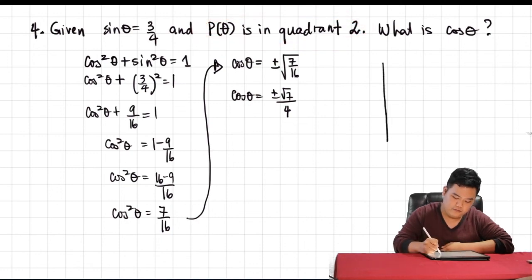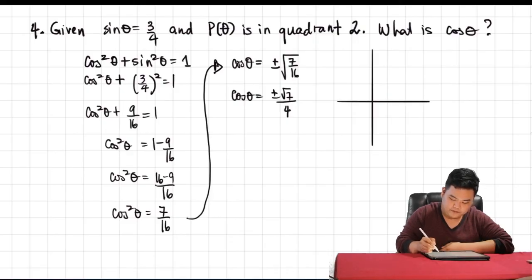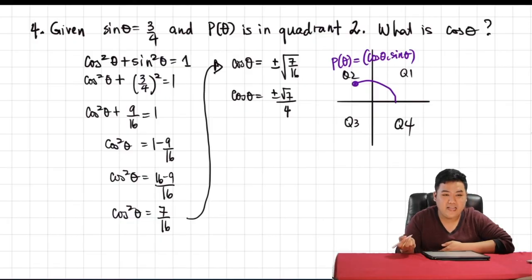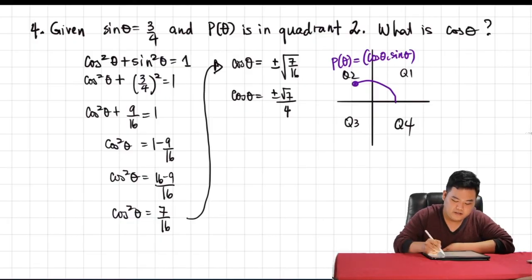So, let us draw our x and y axis. So, this is quadrant 1. Quadrant 2, quadrant 3, quadrant 4. So, nasa quadrant 2 daw si P of theta. So, this is P of theta, which is cosine theta, sine of theta. O, nasa quadrant 2 tayo. So, yung x-coordinates natin doon ay negative. So, cosine must be negative.